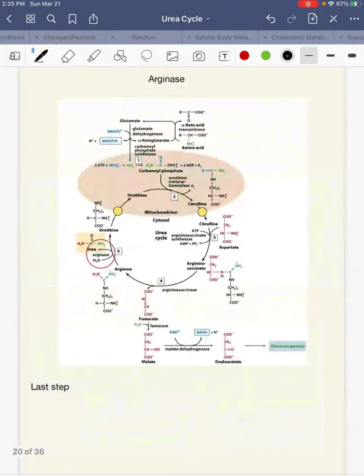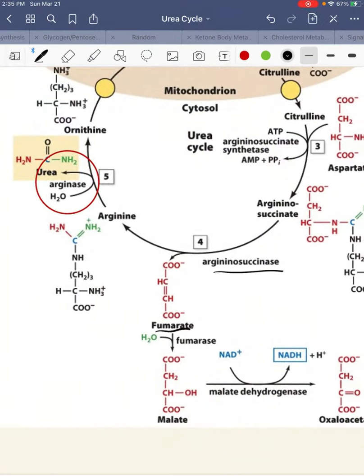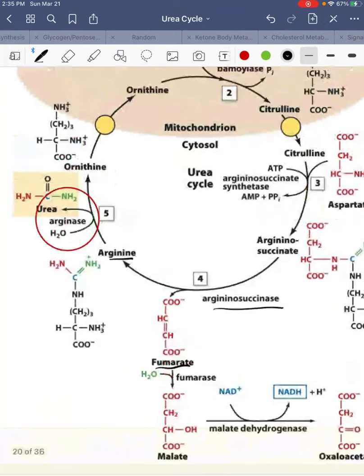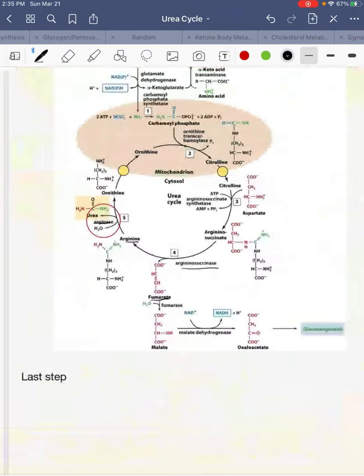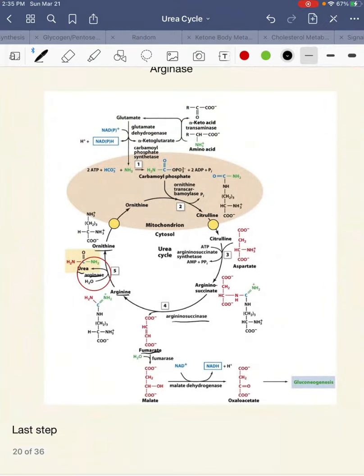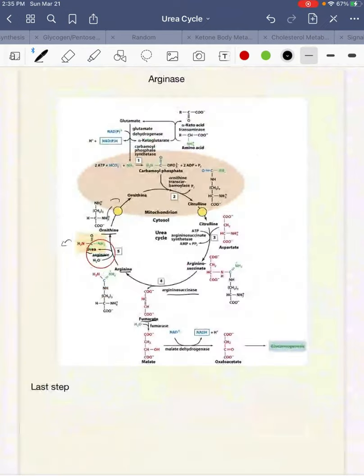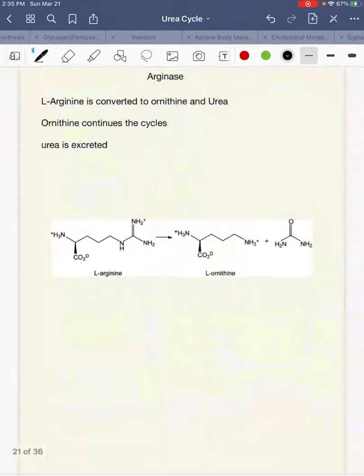Okay, so back to where we were. So we had argininosuccinate cleaved to fumarate, and then arginine, and then arginine goes into arginase. Then that's how we make urea, and then we make ornithine. Ornithine then enters the mitochondria, and it can continue the cycle. Urea is then sent to the kidney, and then it's excreted from there. Okay, so arginase, we take L-arginine, and it's converted to ornithine and urea. Ornithine continues the cycle. Urea is excreted.